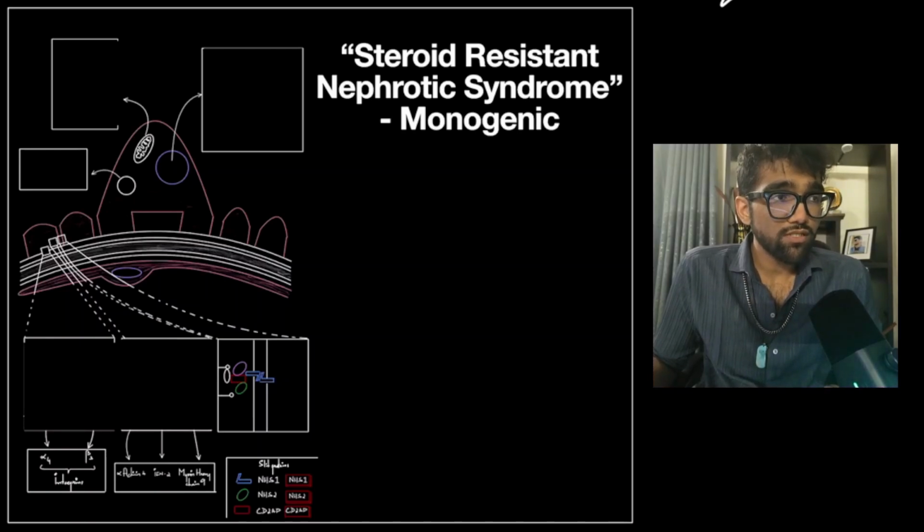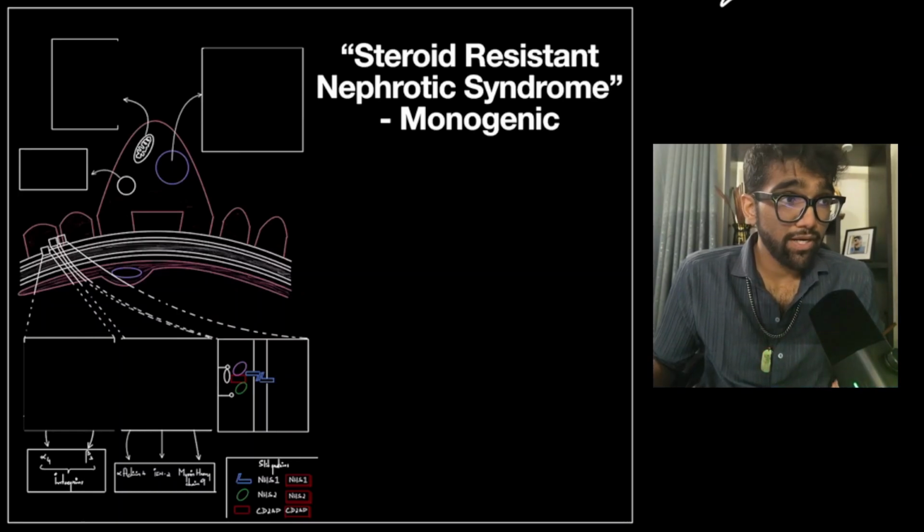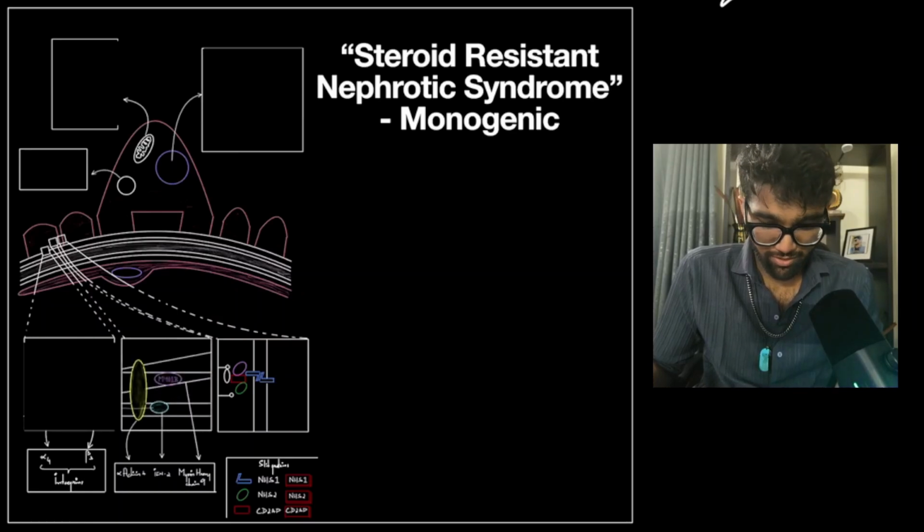So a lot of these patients actually have monogenic defects in various proteins involved in the process of maintenance of the podocyte glomerular basement membrane endothelial barrier, and we'll just go through them for the sake of completion, by no means do you need to remember this.